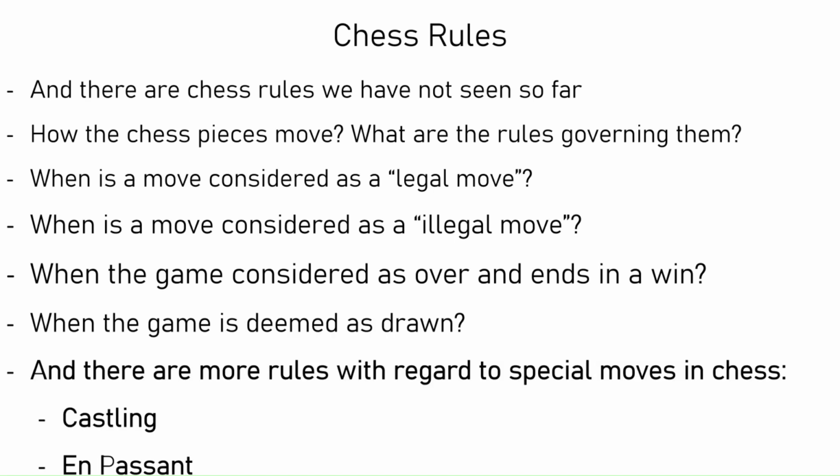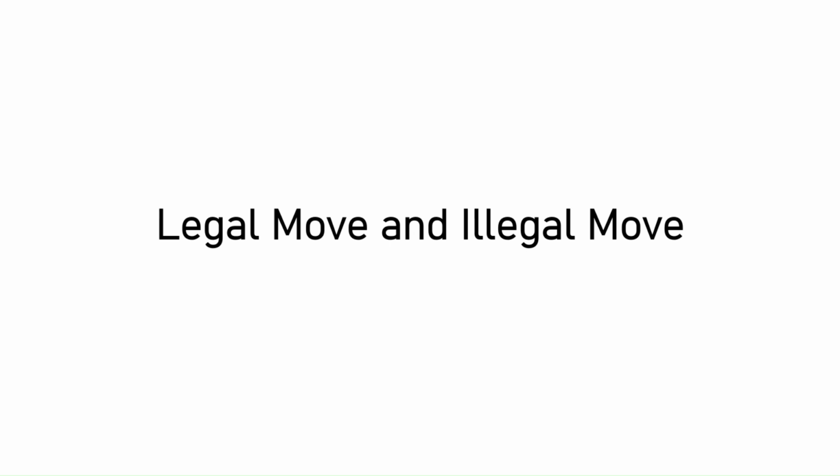And then there are specific situations in which some special rules come into picture. There are some special moves which are available to a side only sometimes. 3 special moves in chess are castling, en passant, and pawn promotion. The rules state clearly when these special moves are available for a side. Next, we will see what is a legal move and what is an illegal move.